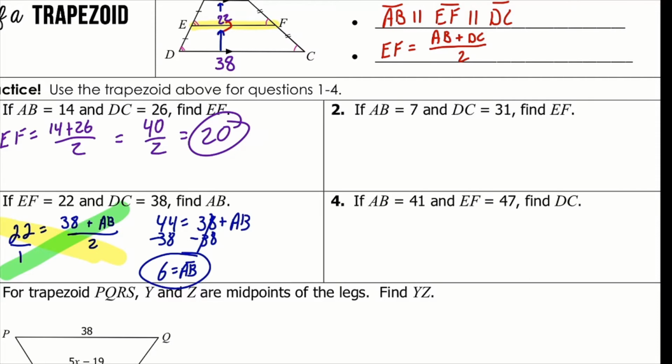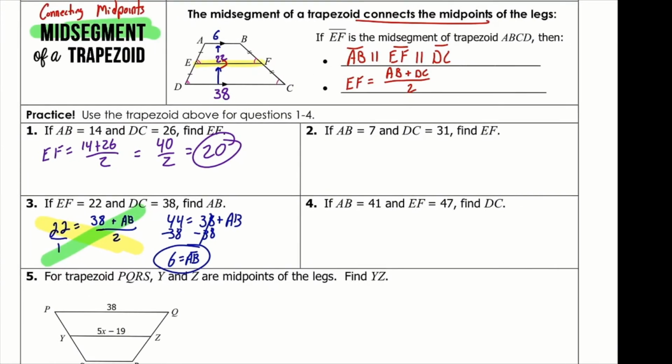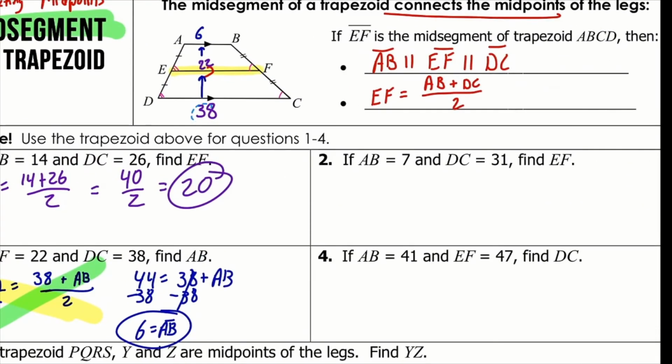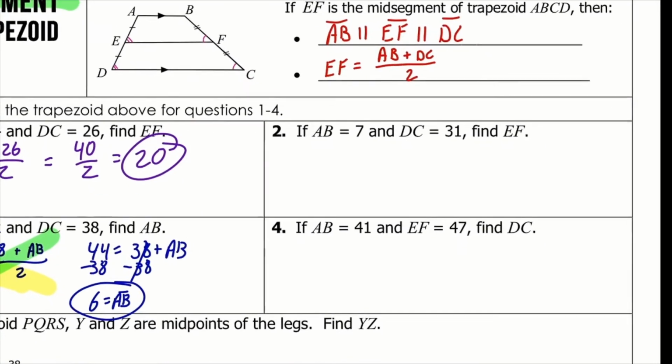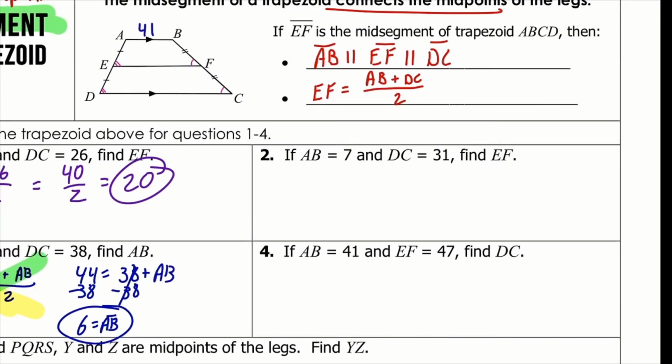So number 4, we can do the same thing because they give us EF again. And you can use the same strategy, whichever one you find more comfortable. If you like the algebra, go for that. If you like using the diagram, go with that. Whichever one you feel most comfortable with. I'm just moving that so I can erase it. So number 4, AB is 41. EF is 47. Find DC.